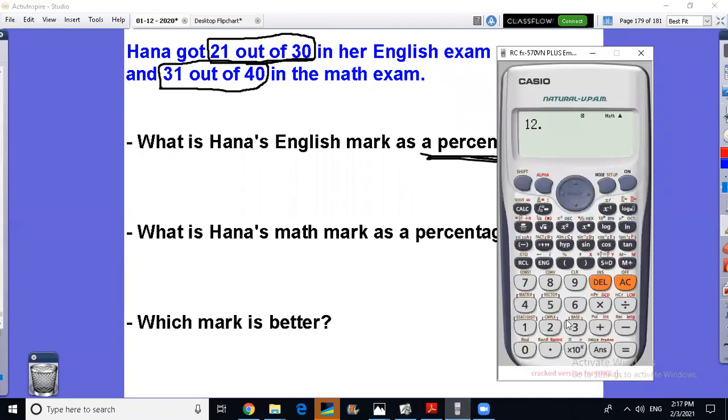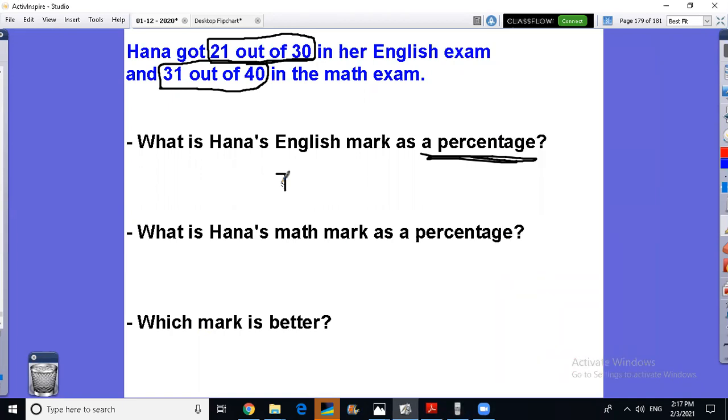Open the calculator. 21 out of 30 means 21 divided by 30 equals, multiply the answer. You don't have to write to check SD right now. Just multiply the answer, whatever the answer that is going to come to you, multiplied by 100 will give you the percentage. 70%, mister. This is my answer. That's it. So she got in her English test 70%.